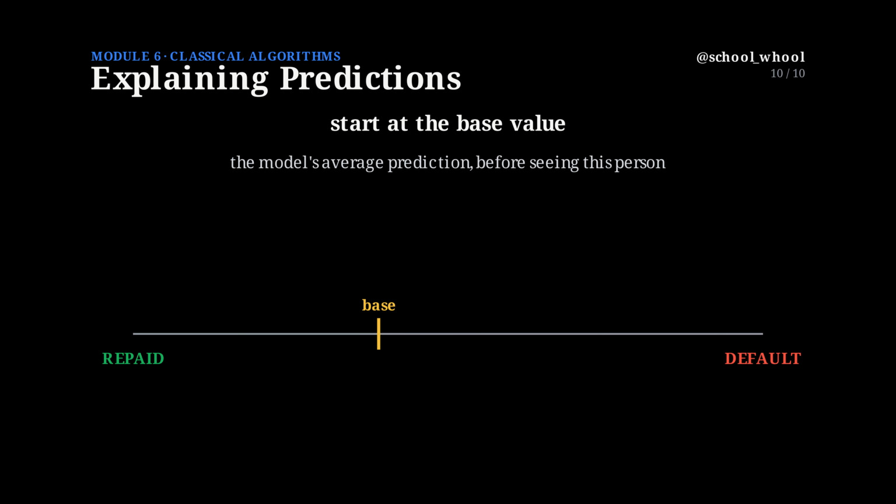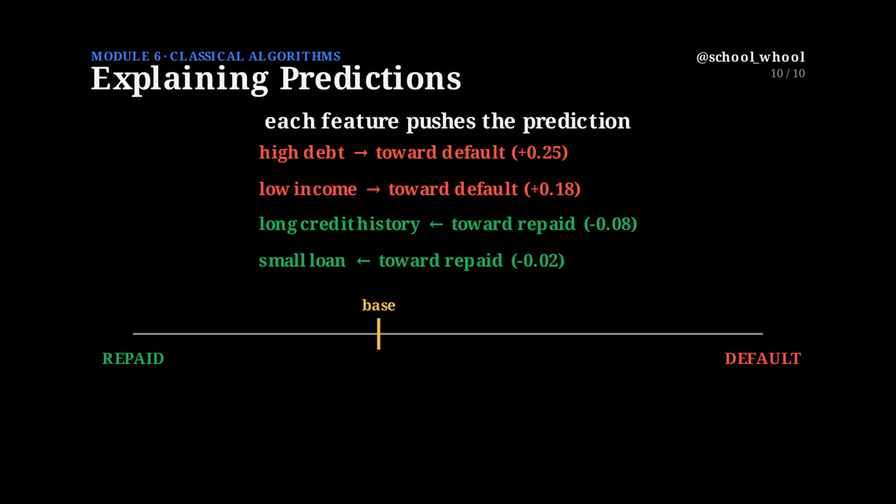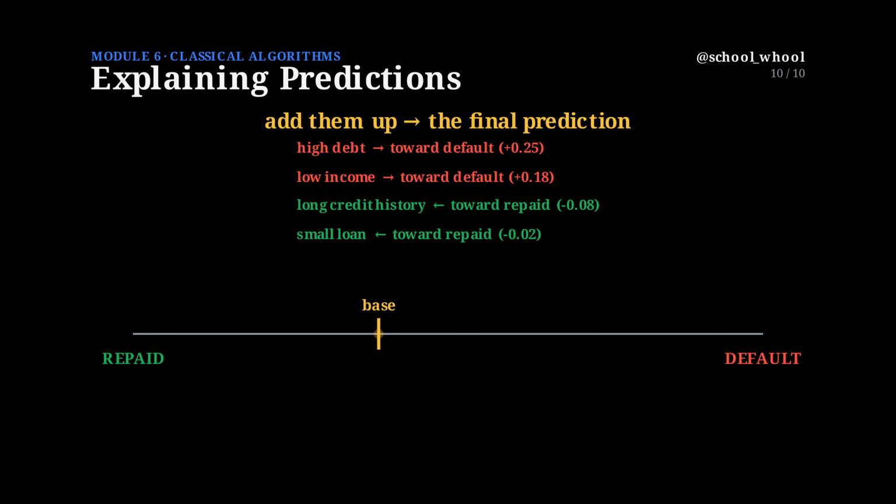Now the pushes. This applicant's high debt shoves the prediction hard toward default. Their low income pushes it further that way too. But their long credit history pulls back towards safe, and the small loan nudges gently back as well. Add every push and pull to the base value, and you land at the final prediction. The forces toward default clearly won.